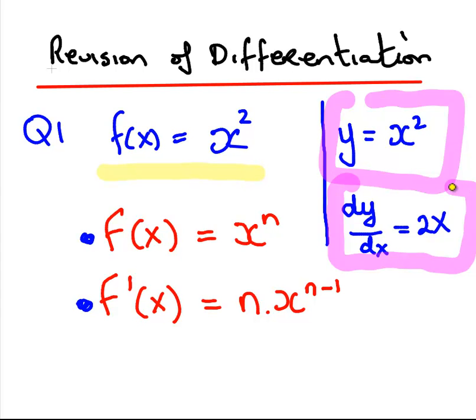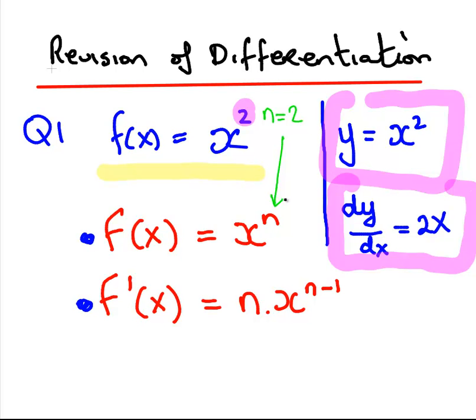Now, I'm going to look at the main problem here, question 1, and remark that what we are dealing with here is x to the power of some number. The number we're dealing with here is 2, so we're going to say n is equal to 2. So this n is 2.